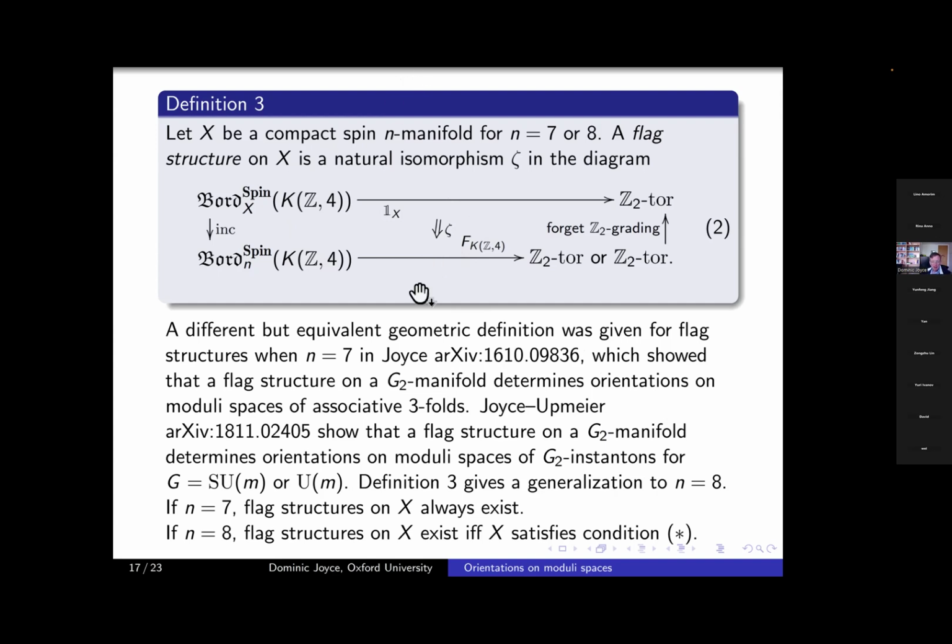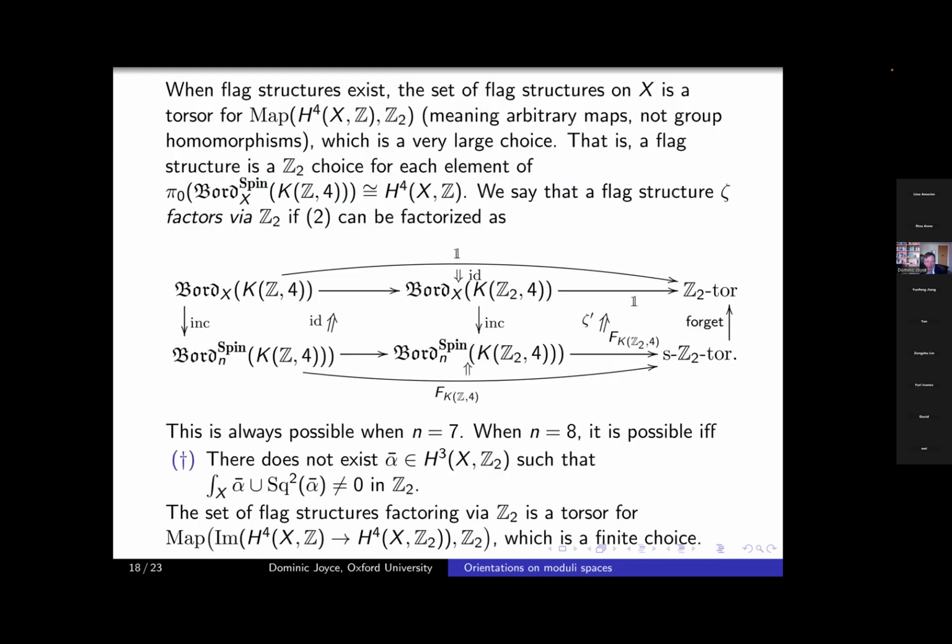So this definition generalizes this notion of flag structures in my papers to n equals 8. In 7 dimensions, flag structures on X always exist. In 8 dimensions, flag structures exist if and only if X satisfies this condition star. Okay, so when flag structures exist, then the set of flag structures on your 8-manifold X is a torsor for this mapping space. But here I really mean arbitrary maps, not group homomorphisms. So this is, in general, a huge space. So there's lots and lots of flag structures.